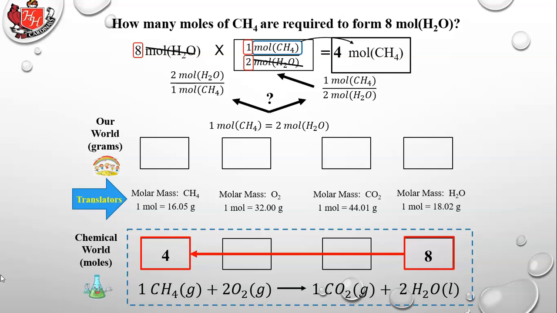If 1 mole of CH4 is going to produce 2 moles of H2O, then 4 moles of CH4 is going to produce twice as many moles, 8, of H2O. And so that's how you do a simple one-step stoichiometry problem.